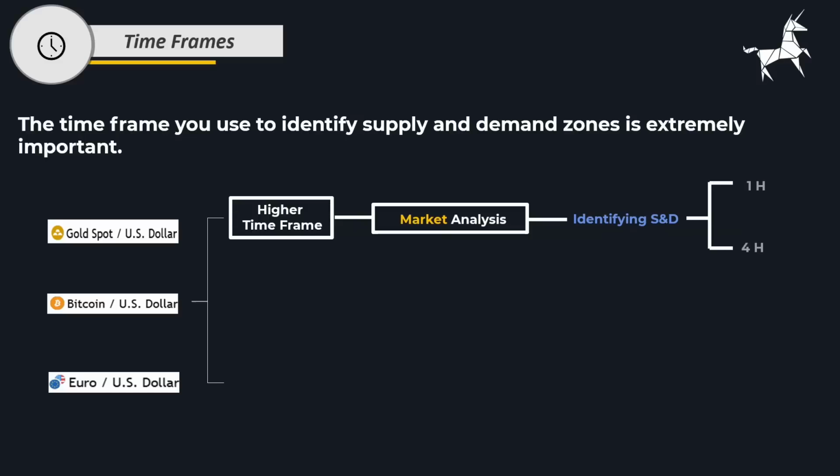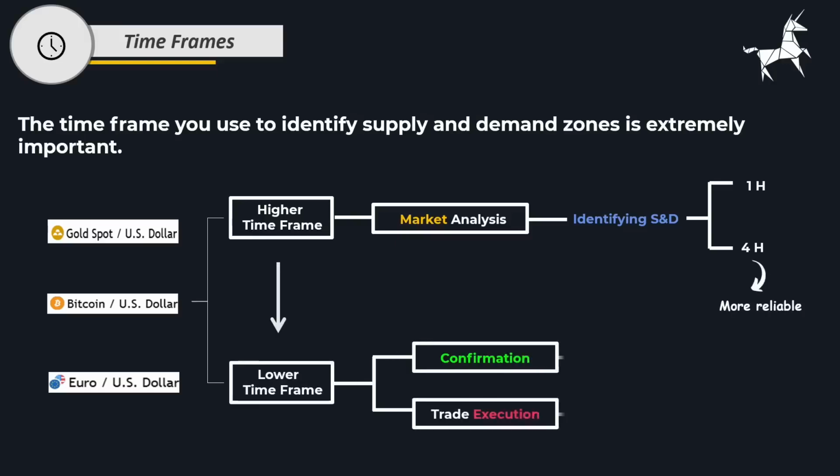Supply and demand zones on the 4-hour and 1-hour charts are generally more reliable and more likely to be respected. My preferred combination is the 4-hour chart for market analysis and identifying high-quality zones, and the 15-minute chart for confirmation and entry models. You can also use the 1-hour and 5-minute combination, but you need to be more cautious.